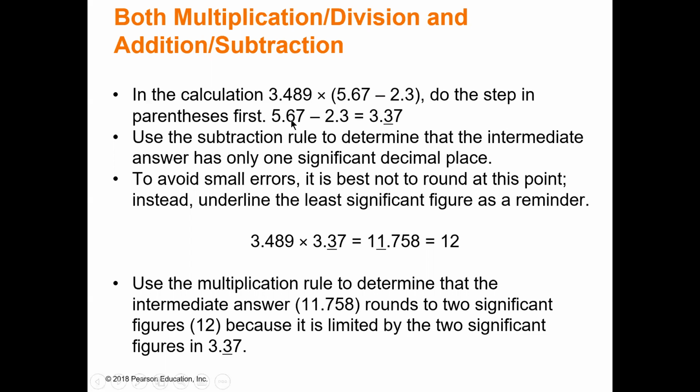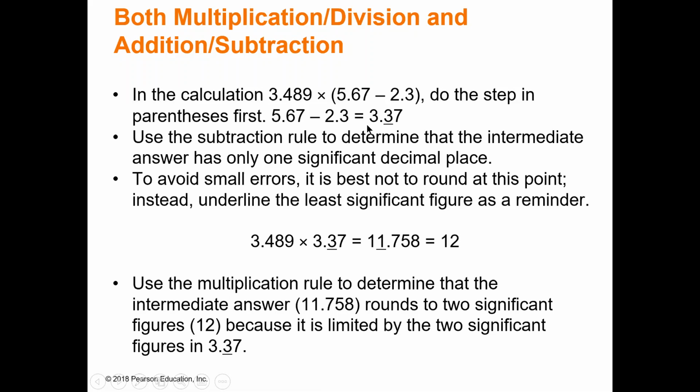So if we look at this here, we've got 3.489 times a parentheses 5.67 minus 2.3. Because of order of operations, we're going to want to do what's in the parentheses first. So we'll take these two numbers and subtract them from each other, and we end up with 3.37.